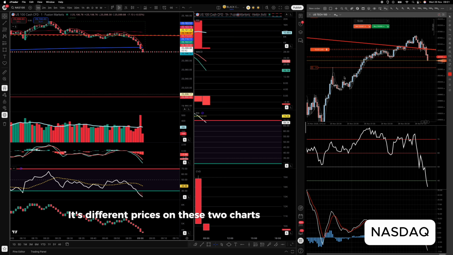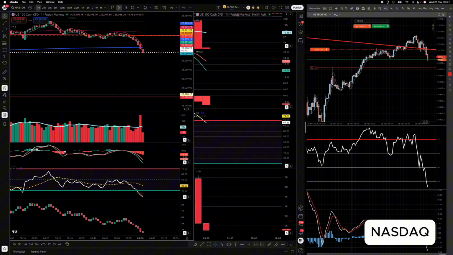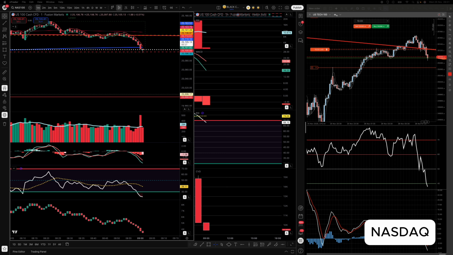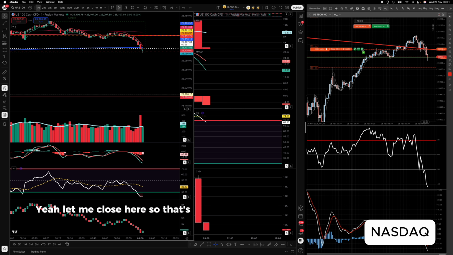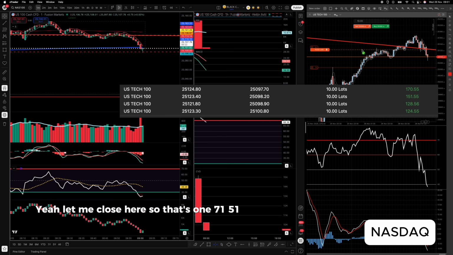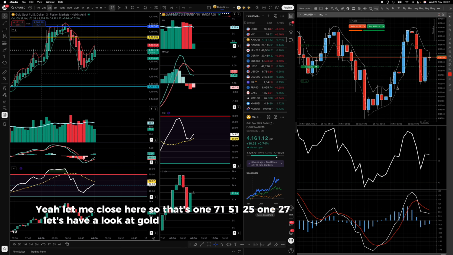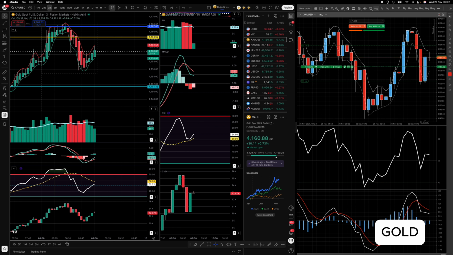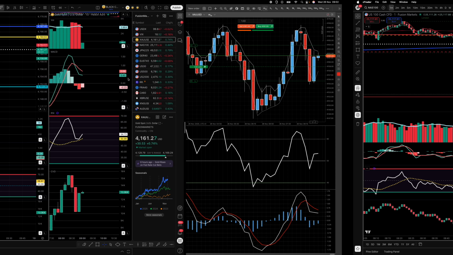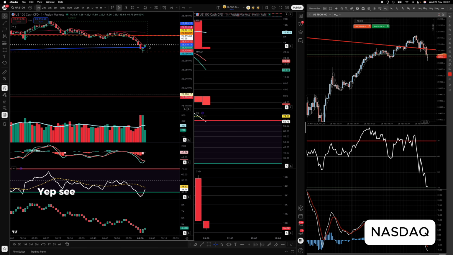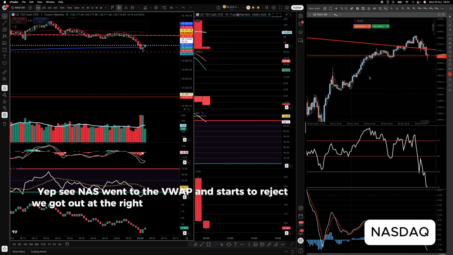There's different prices on these two charts. Yep, I'm going to close here. So that's 170, 150, 125, 127. Let's have a look at gold. Gold's starting to reject here. Yep, see? Dow went to the VWAP and starts to reject. We got out of the right place.